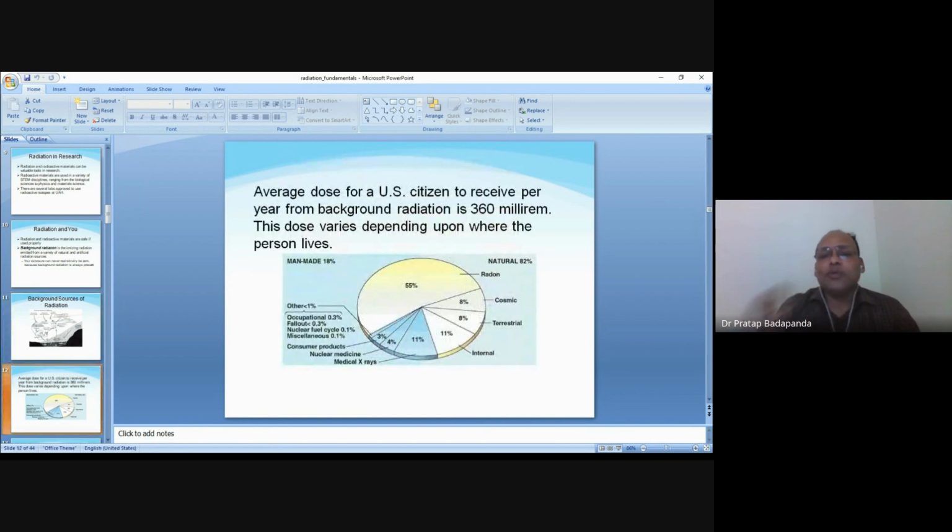The average dose a US citizen receives per year from background radiation is 360 millirems. I am giving you the data of the USA here because we don't have data of Indian society. The USA is a very modern country, so there are maximum radiations.